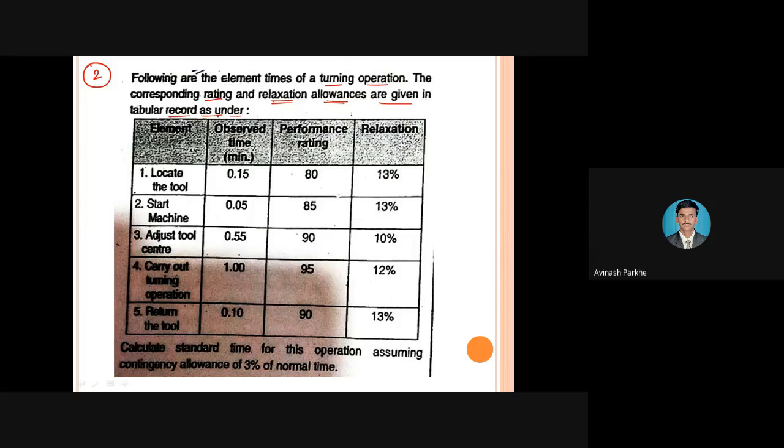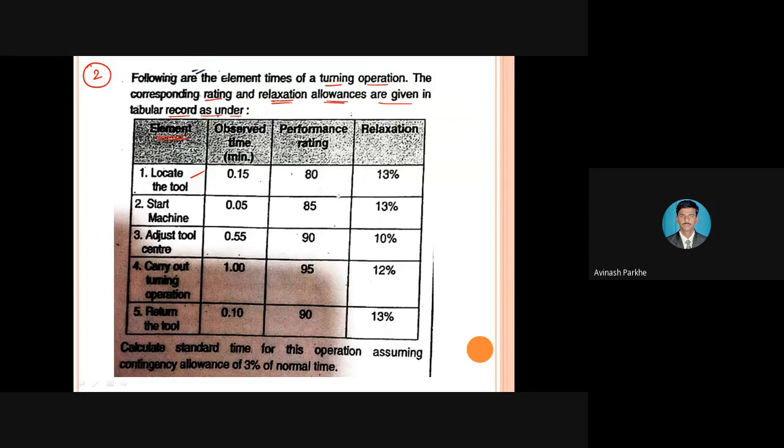Relaxation allowance means the worker can take rest if there is any fatigue or pain in the operator. In that relaxation allowance, the operator can take rest for 5 to 10 minutes, and afterwards once again he will start the operation. So if you go through this given data, the first column represents elements. In that, the activities are given. Locate the tool.